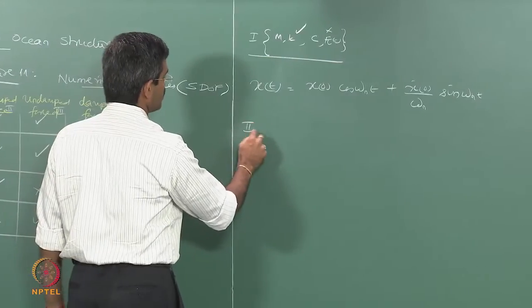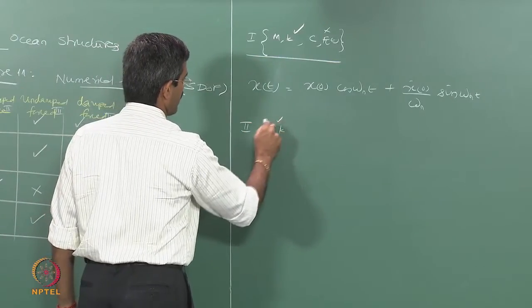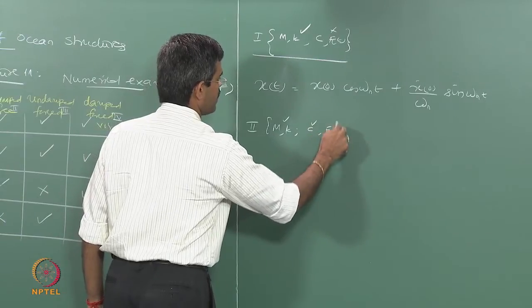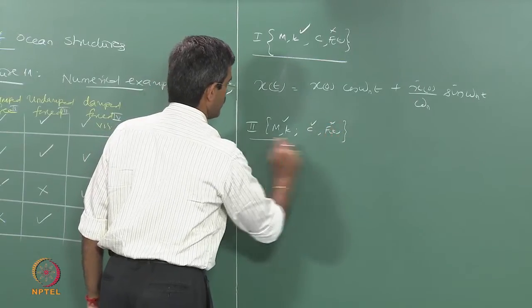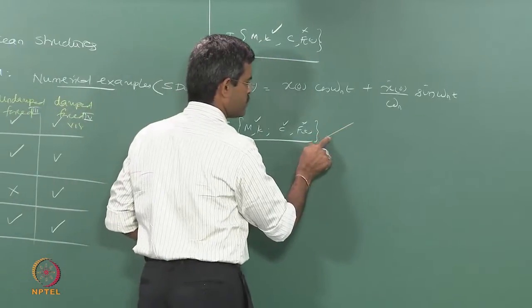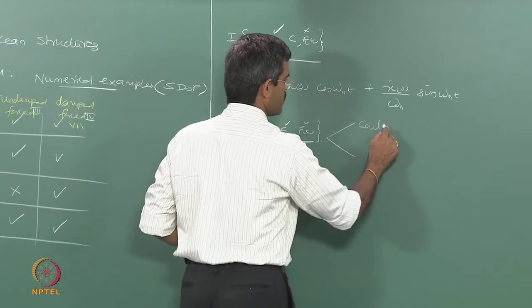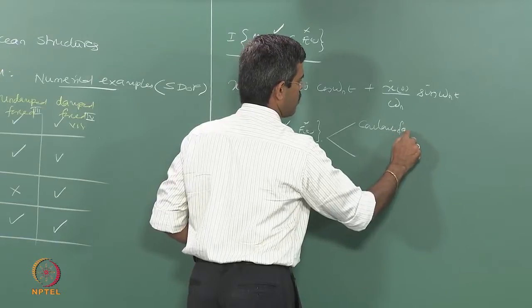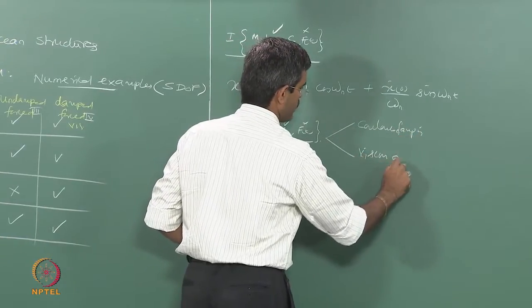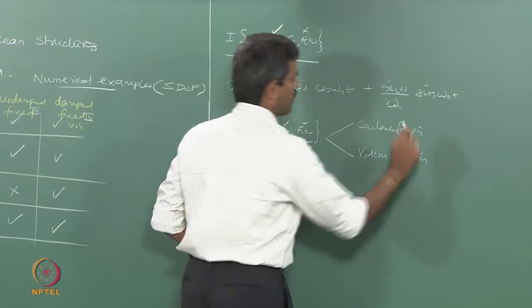Then let us say case 2, where m, k are anyway present, c is present, but f of t is absent. The moment we said damping, there are two dampings we studied. One is the Coulomb damping, which is a frictional model. The other one is the viscous damping, which is proportional to the velocity.